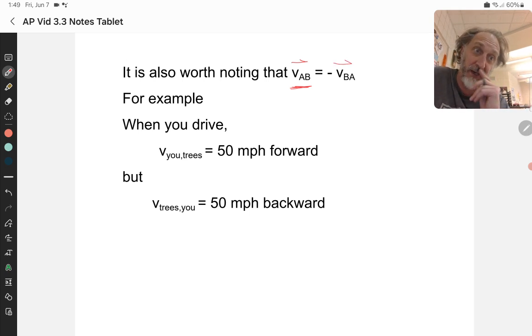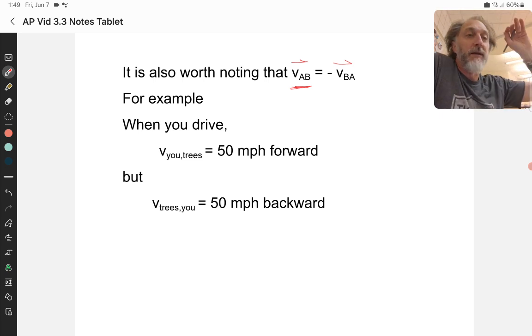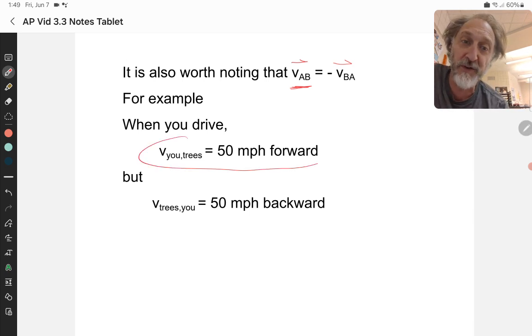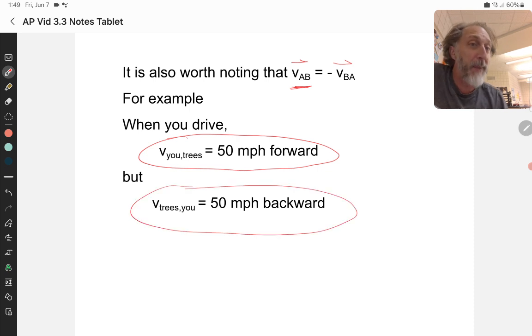So here's an example. When I was a kid, we used to always go on road trips, and I'd lay in the back seat because I was an only child, and I'd look out the window and watch the trees go by on the freeway, right? So I'd be laying in the back seat, and I'd be watching the trees go like that, right? So the trees were moving backwards relative to me, which means that I was moving forwards relative to the trees, right? So the velocity of you relative to the trees is 50 miles an hour. That means the trees are going 50 miles an hour backwards relative to you, right? Okay.